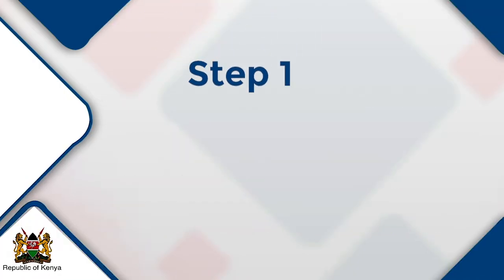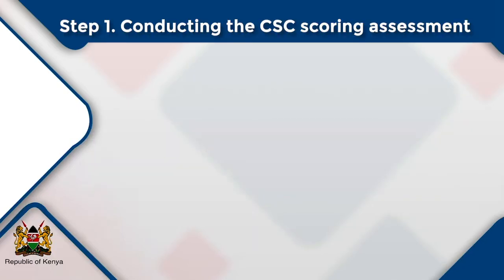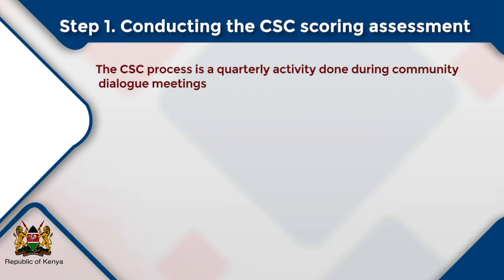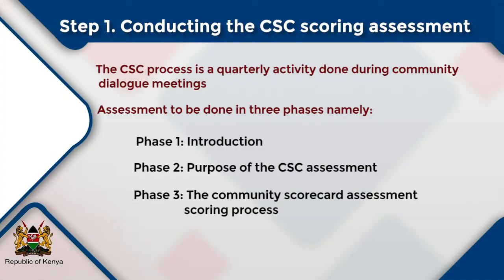Step 1. Conducting community scorecard scoring assessment. The community scorecard process is a quarterly activity done during community dialogue meetings. Assessment to be done in 3 phases, namely 1. Phase 1, which is the introduction. Phase 2, which is the purpose of the community scorecard assessment. Phase 3, which is the community scorecard assessment scoring process.